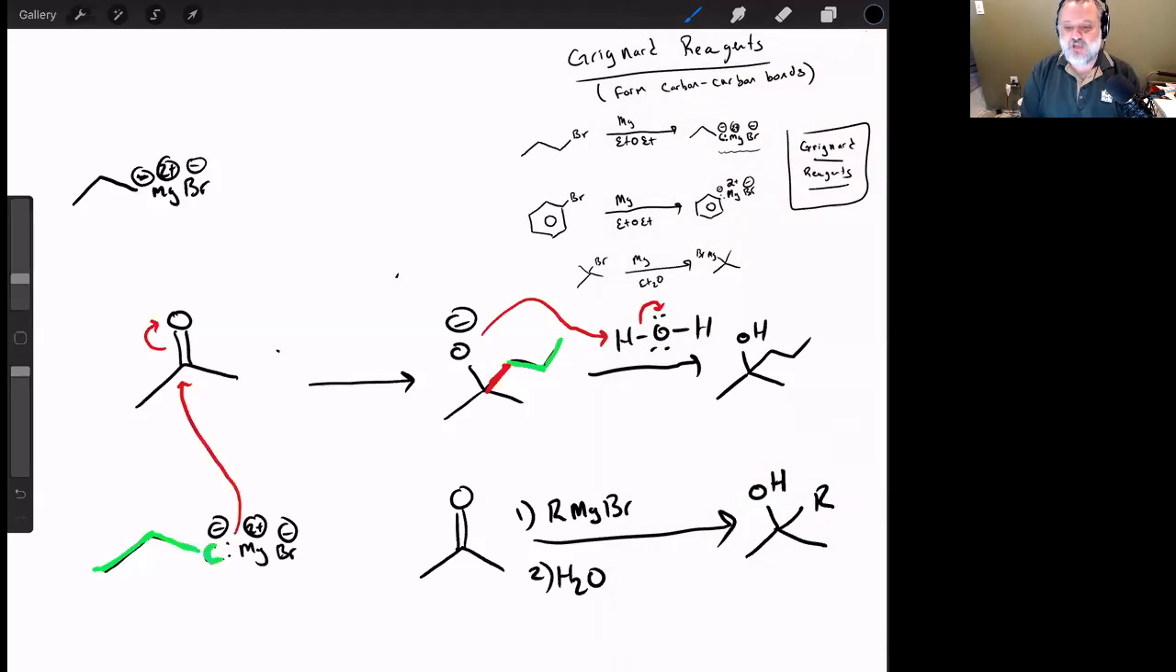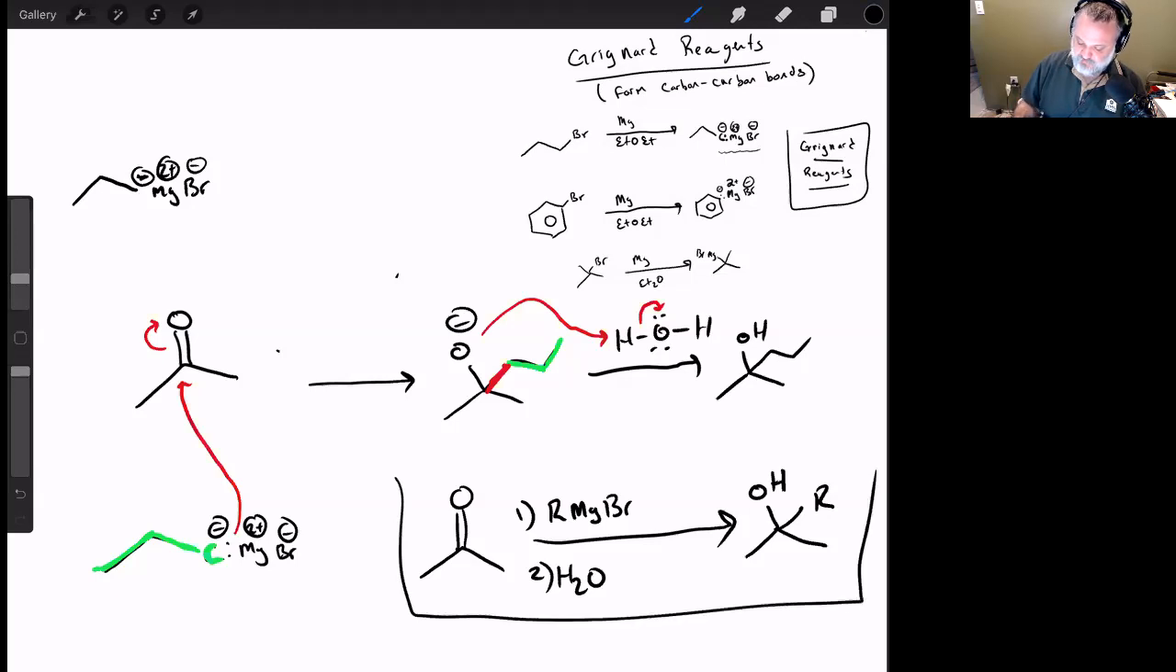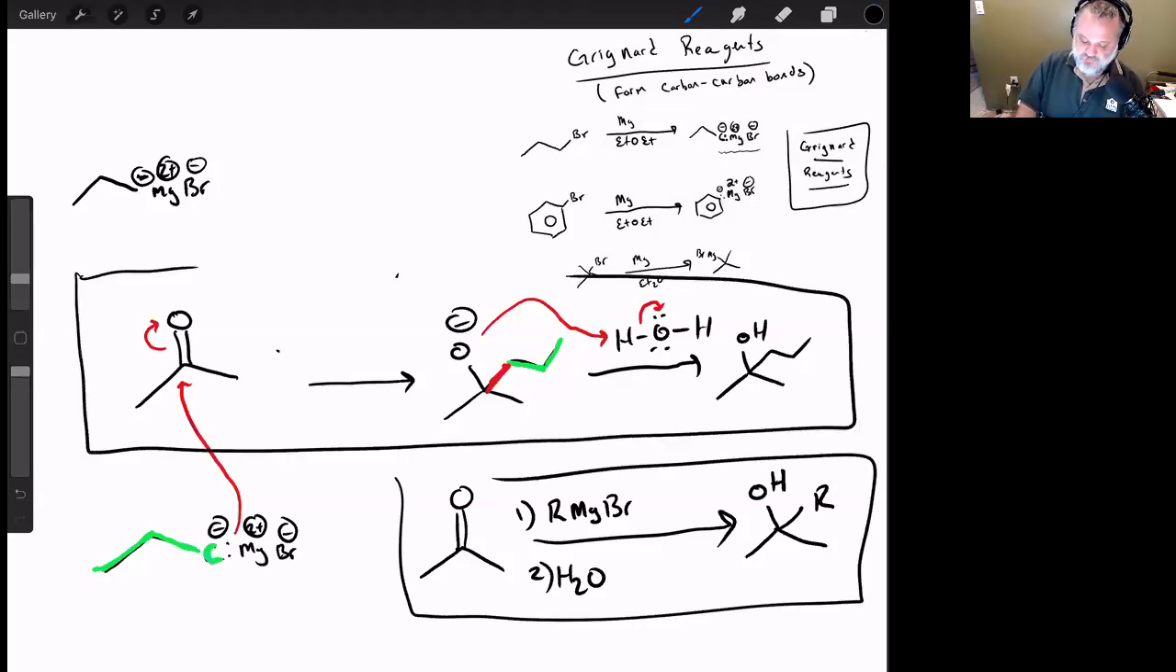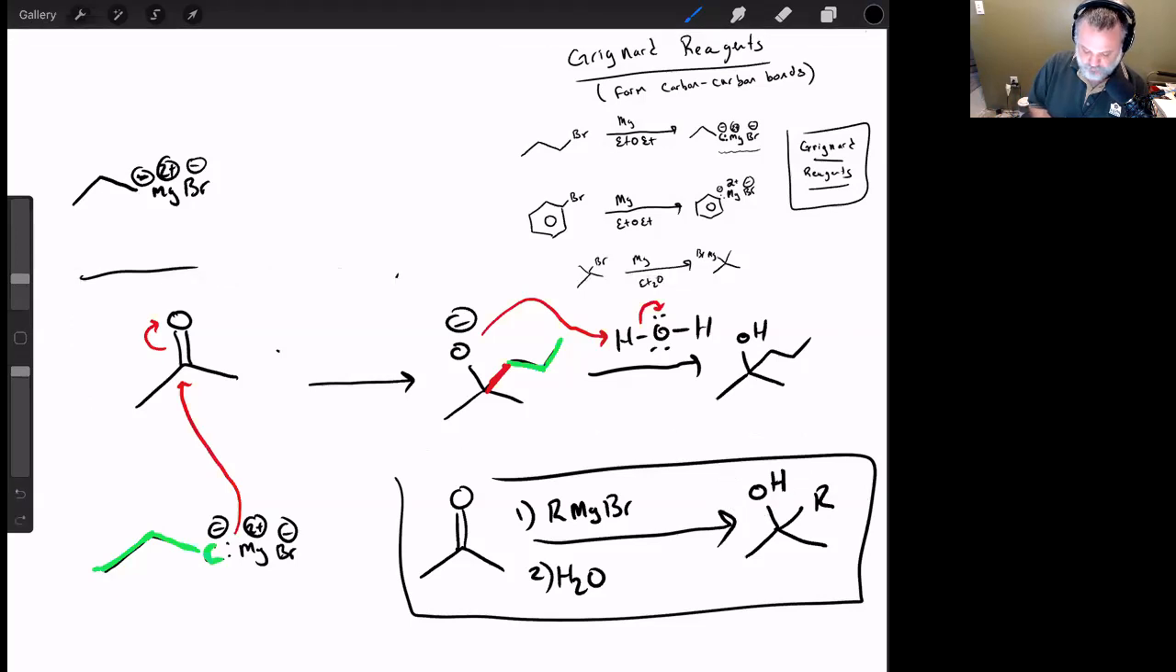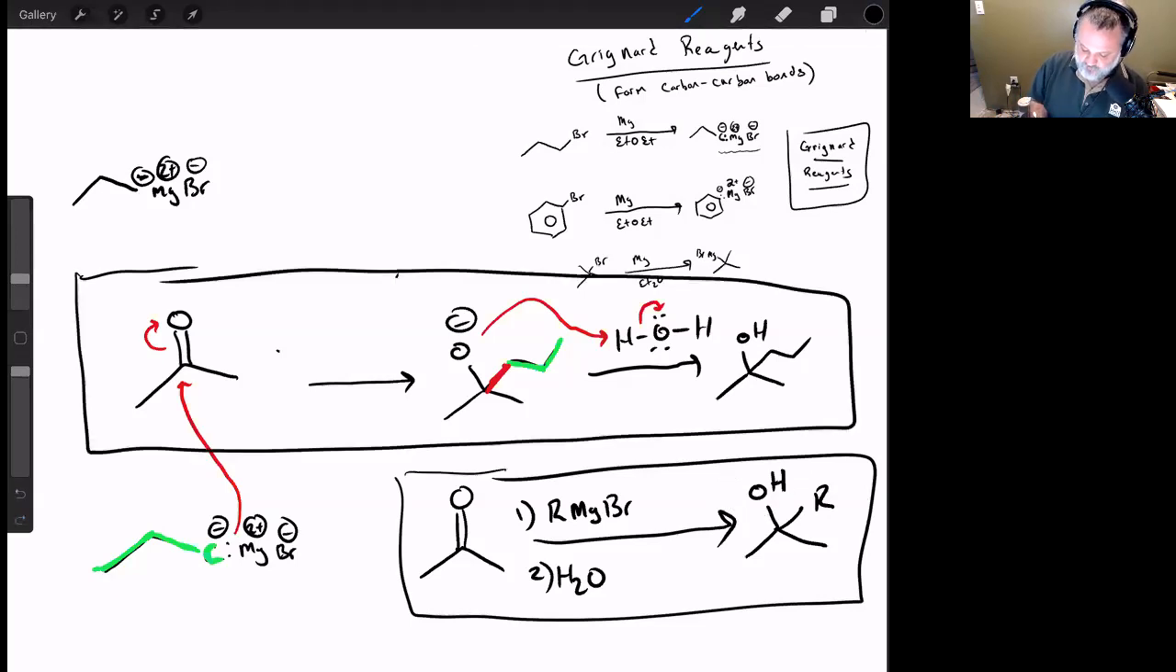So that's it. That's the reagent. This is the mechanism. And at the bottom of the screen is the reaction. So it's particularly useful because it forms carbon-carbon bonds in the process of making alcohols, and it forms them from carbonyl groups. And you do know how to make carbonyl groups.